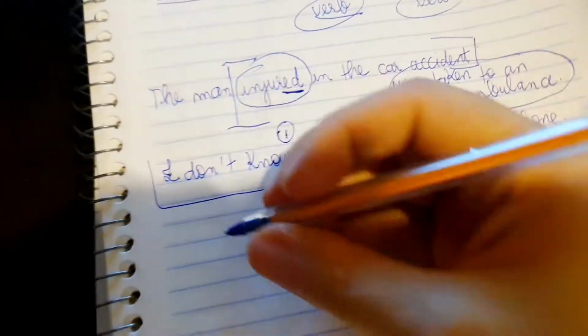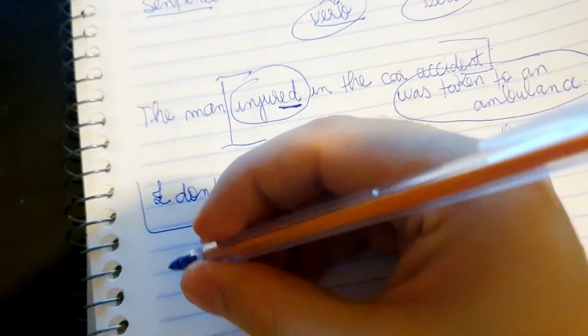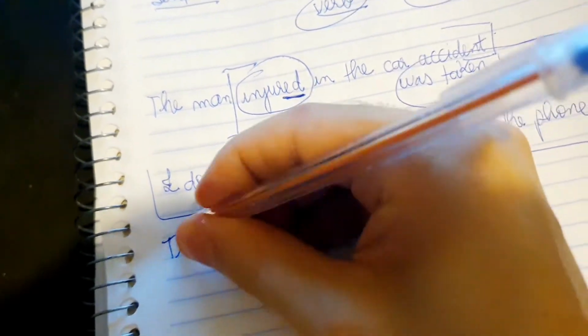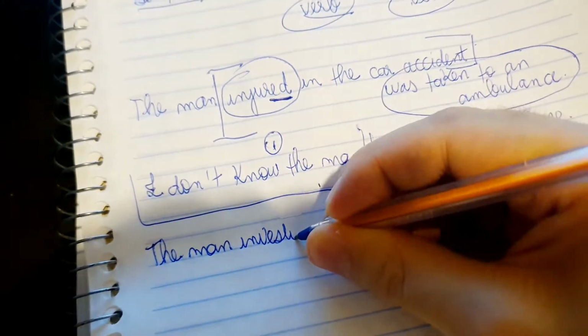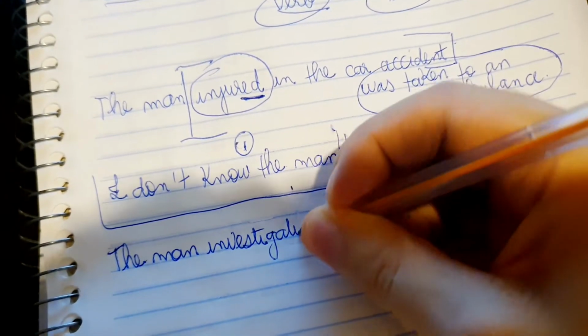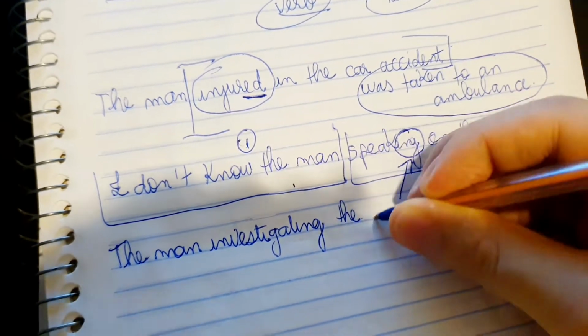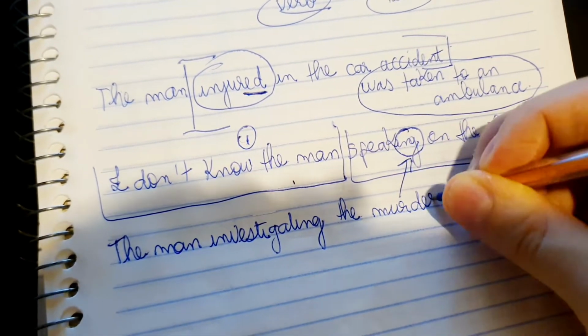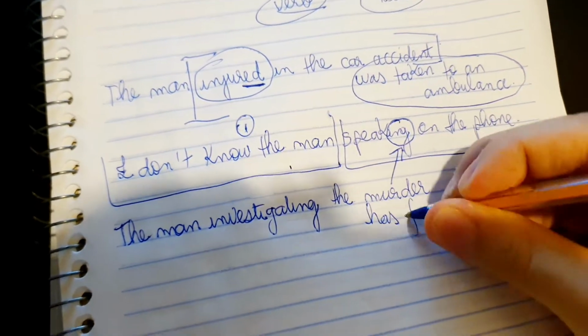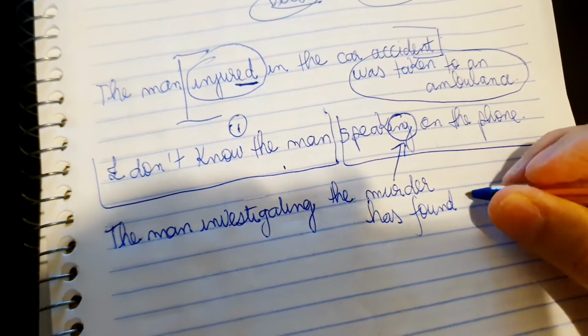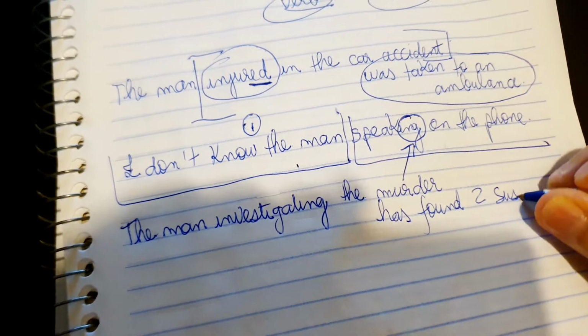Let's see some more examples, okay? The man investigating the murder has found two suspects.